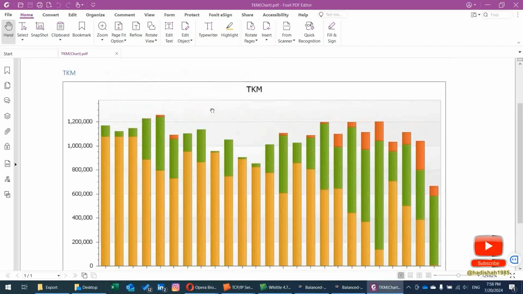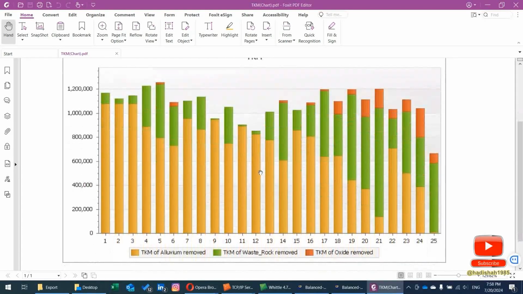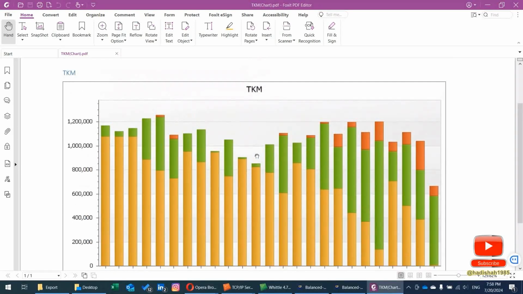We have this variation in TKM, and this TKM can be easily converted to the number of trucks. MineSched gives it itself, no more calculations in Excel needed. That is how many trucks I need over this monthly schedule, to verify whether it complies with my availability of machinery resources or not.